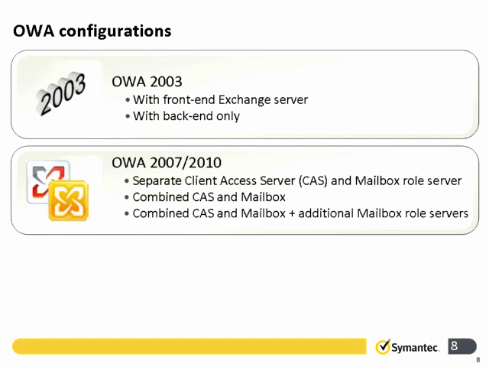You can combine the client access server and the mailbox server on a single physical server, and you also have the option of having the combined client access server and mailbox server on one physical server, but then having additional physical servers that are also providing the mailbox server role. And we support all those environments, and as we go through this lesson, we'll show you the differences and mention some nuanced changes when you are in these different configurations.